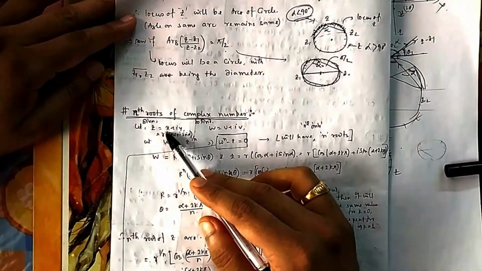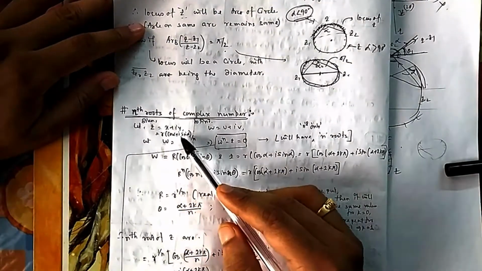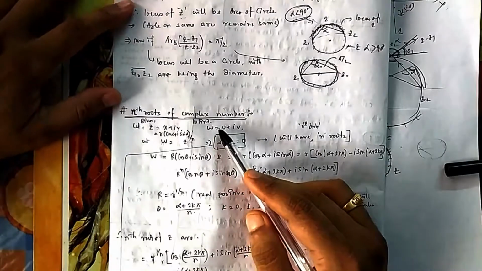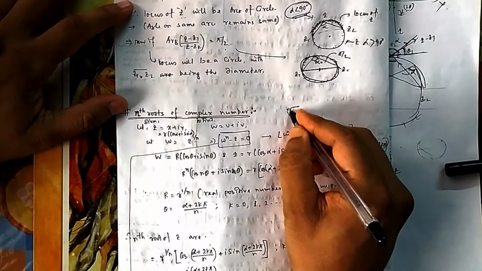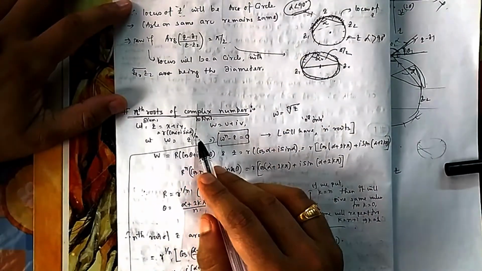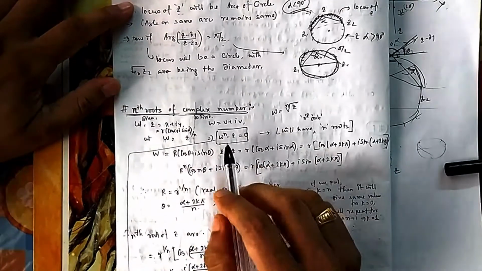Suppose this is your z, x plus iy, which is also written in polar form as r cos alpha plus i sin alpha. And suppose w is the required nth root. That means you need to find the nth root of z, which we have considered as w. So w is equal to z to the power 1 by n. If I can get the values of w, then that is done for me.